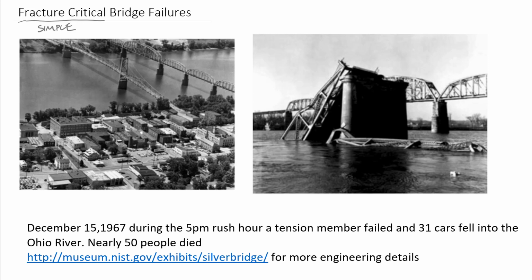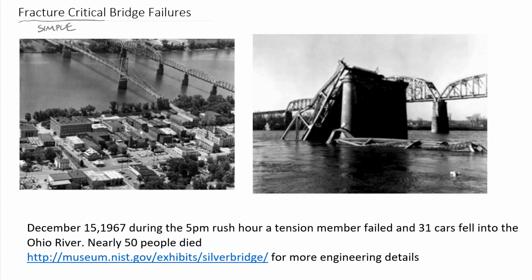Essentially there were two different bridges right next to each other. One of them had a simple truss design. That bridge was completely loaded with cars, 5 p.m. rush hour, December 15th. That river is cold. 31 cars fell into the river and about 50 people died. You can take a look at this link from nist.gov about the Silver Bridge for more engineering details.